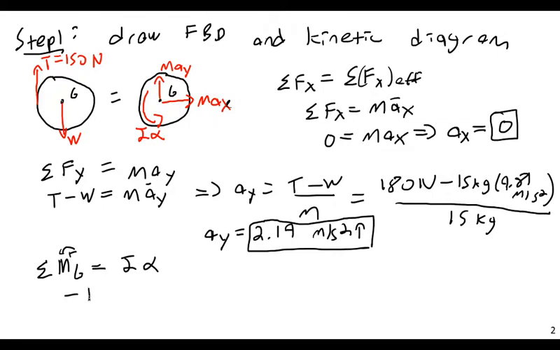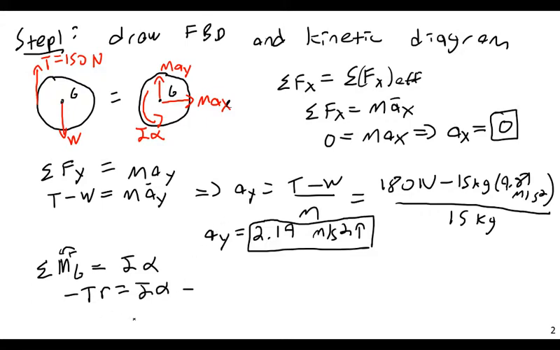Anyway. Negative T times r is equal to I alpha, and that then leads to alpha equals negative, well actually, before I do that, let me simplify this a bit more. What's I? Is it like intelligence? Is it initial? It's moment of inertia. Yes, it's moment of inertia.